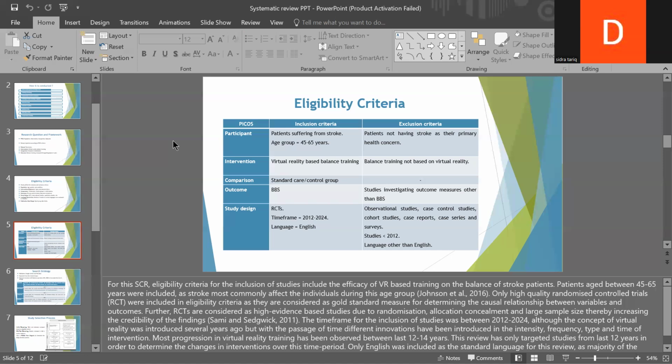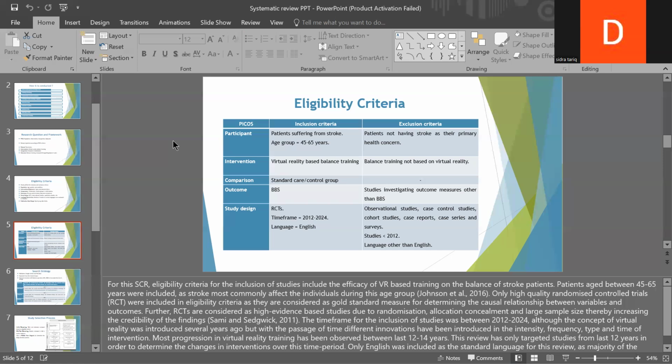So we are taking RCT as the basic study design because it has fewer chances of bias and increased chances of credibility. Further, this is the gold standard study design which compares the variables and outcomes for determining the best possible outcomes for the study. So we are taking only RCTs and excluding all other studies like observational studies, case control studies, cohort studies, case reports, case series, and surveys.